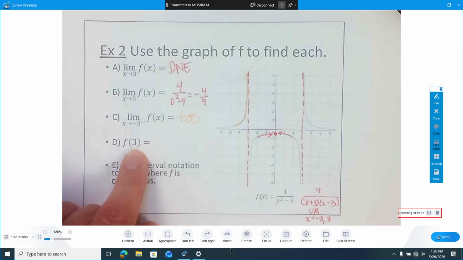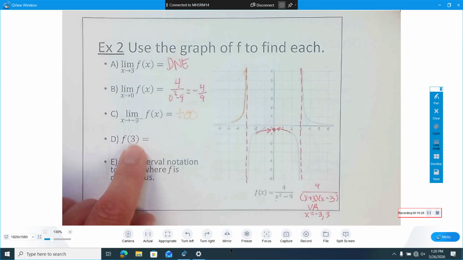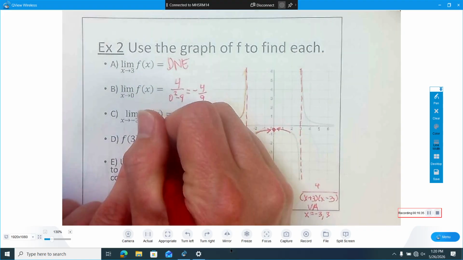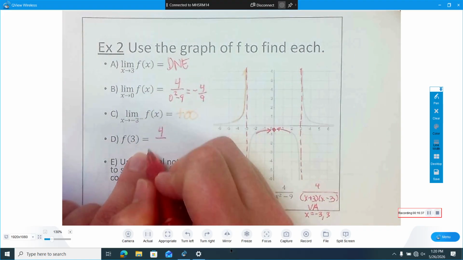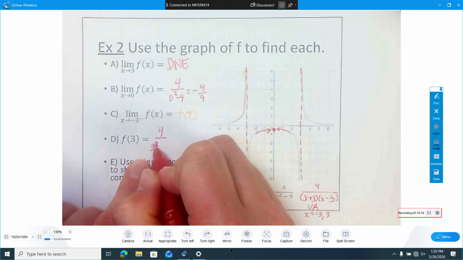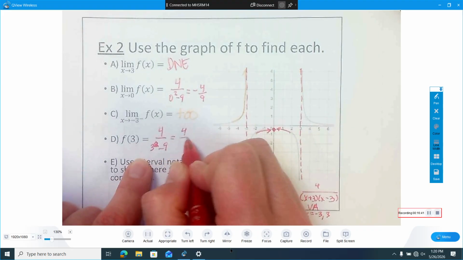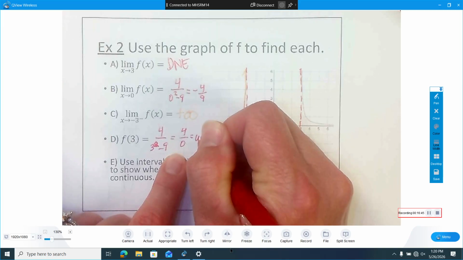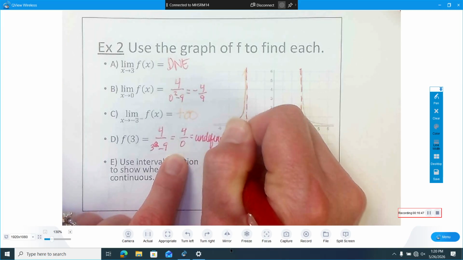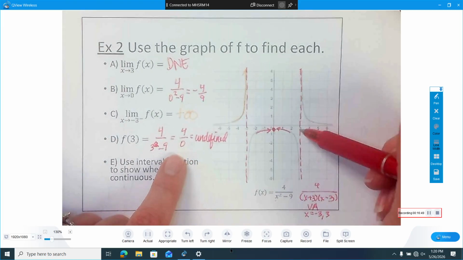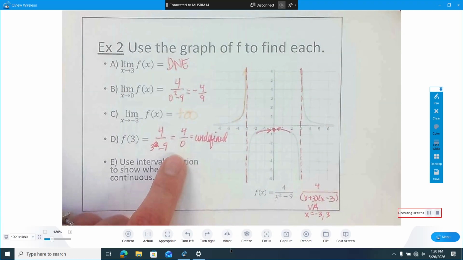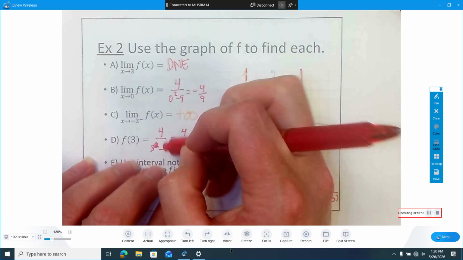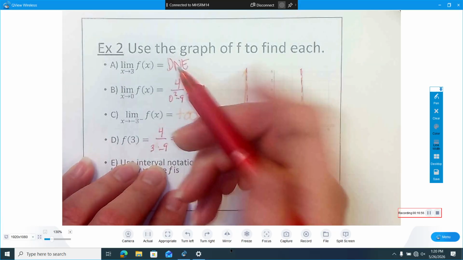What is the function evaluated at 3? Yeah, because you get 4 over 3 squared minus 9. So that'd be 4 over 0. And when the 0 is under, it's undefined. We can also see that at 3 there's nothing there. It's an asymptote. It's undefined. Algebraically, when the 0 is under, it's undefined.